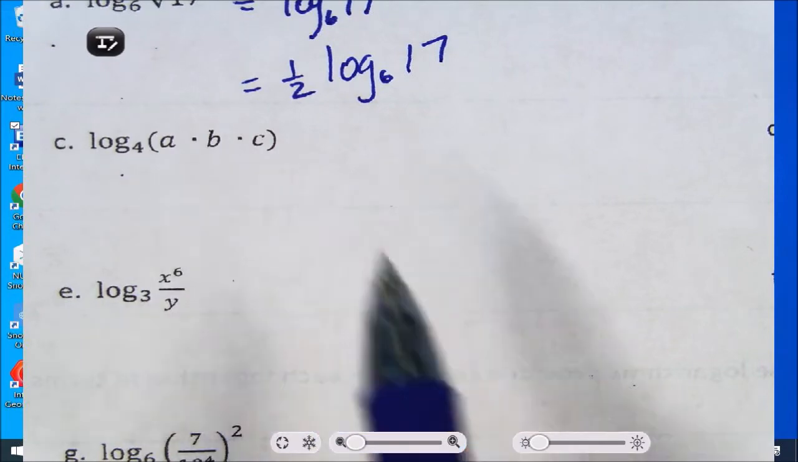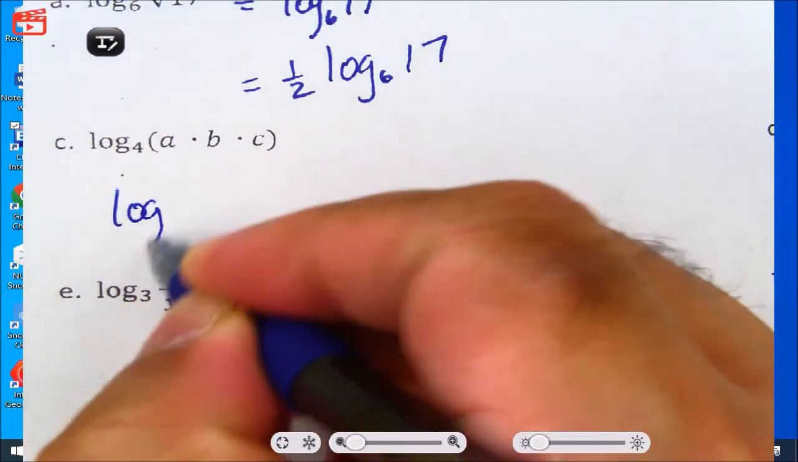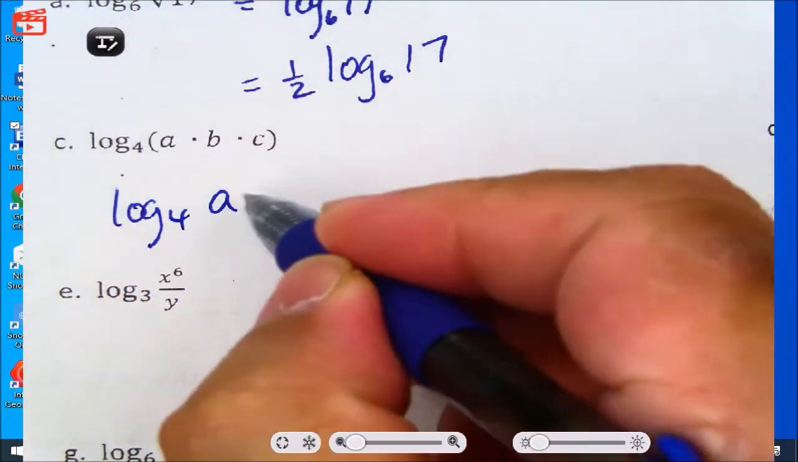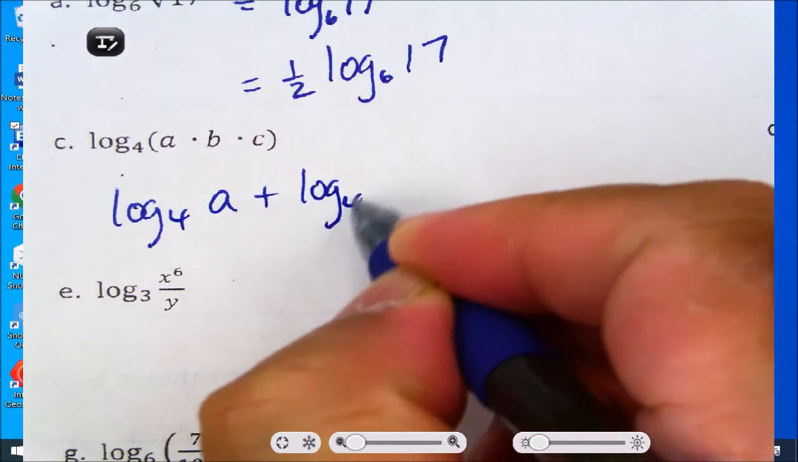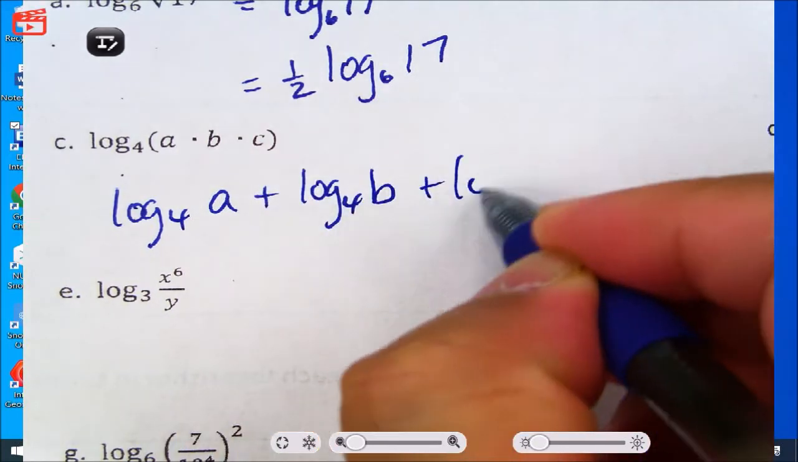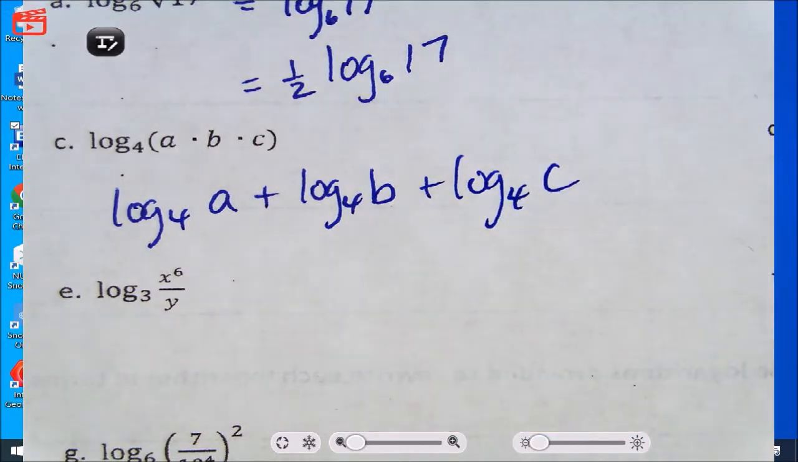Alright, so here, you have multiplication twice, right? So you're going to write log base 4 of A plus log base 4 of B plus log base 4 of C. All the multiplication turns into addition, and you make them separate logs. And remember, the base of the log will not matter today.